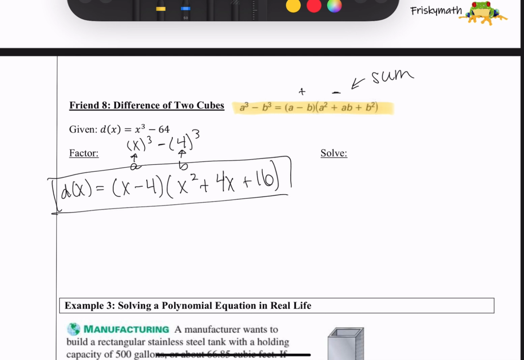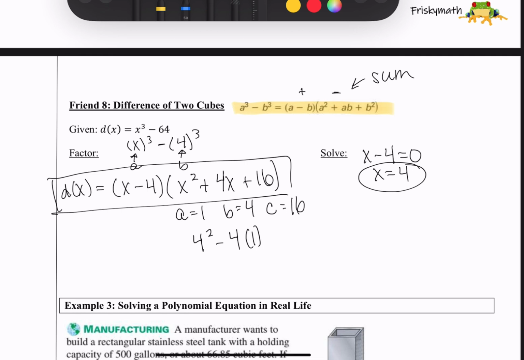And now we'll go ahead and solve. So I'll take my binomial factor, set that one equal to 0. Awesome, x equals 4. That's definitely a real root. And then I can double check this trinomial before I get crazy with the quadratic formula using the discriminant. So A is 1, B is 4, and C is 16. Well, guess what's going to happen? So when I do B squared, it's going to be 4 squared minus 4 times 1 times 16. I'm going to have 16 minus 64. That's negative, so I have 2 complex zeros again.